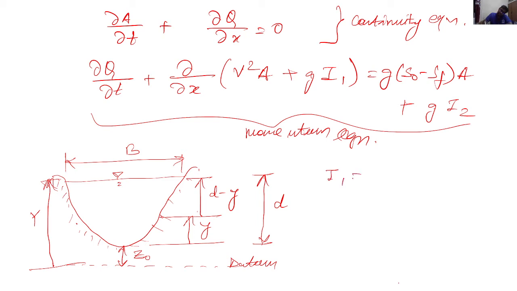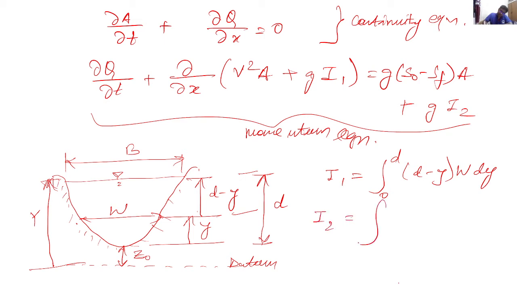So I1, which we used a lot in this expression just to simplify the momentum equation for the Saint Venant's expression, would be the integral from 0 to d of (d minus y) times w dy. So this is d minus y, times w, that is the top width at this position, times dy, a very small incremental change in the position.